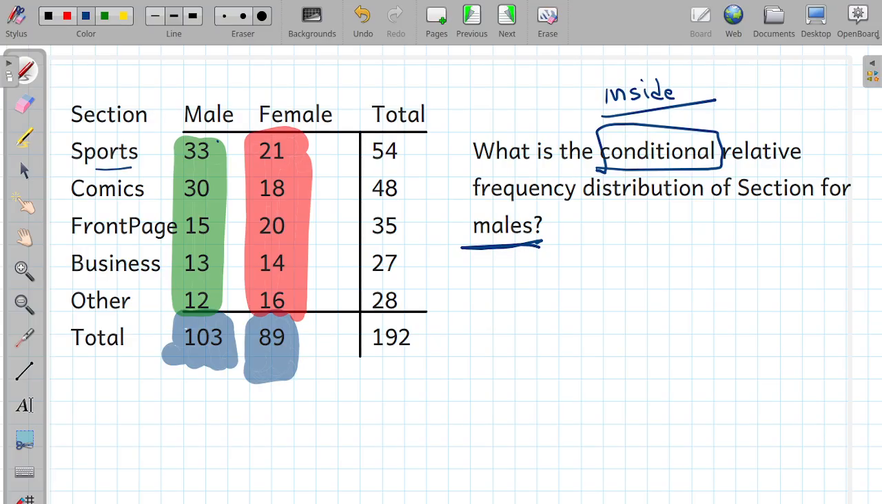Let's look at sports. Okay, so we have 33 males out of 103. So for sports, we have 33. Oh, my screen's bouncing around here a little bit. Let's try and fix that up. 33 out of 103. And we're going to convert that to a decimal as well. 33 divided by 103 is 32%. 0.3204 with some rounding.